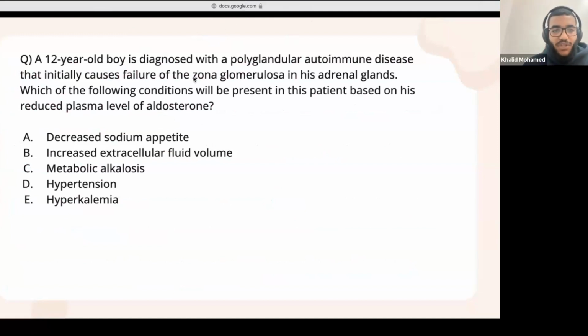A 12-year-old boy is diagnosed with polyglandular autoimmune disease that initially causes failure of the zona glomerulosa in his adrenal glands. Which of the following conditions would be present in this patient based on his reduced plasma level of aldosterone? So basically, this patient has a deficiency in aldosterone. So what do you think the answer will be?